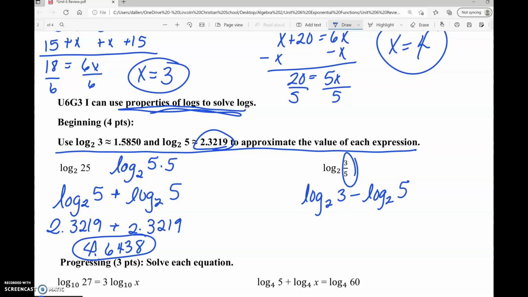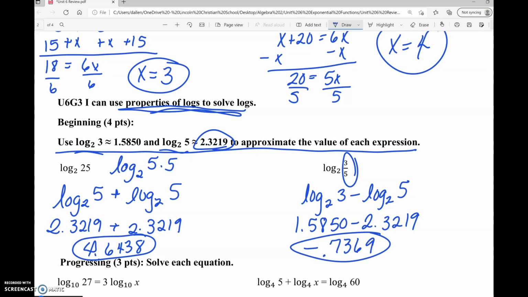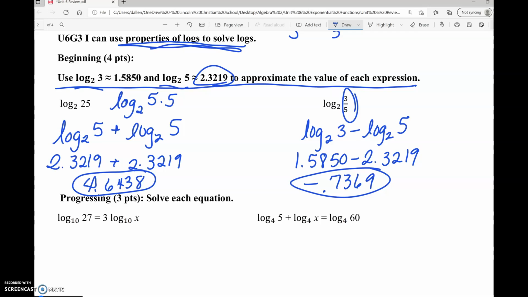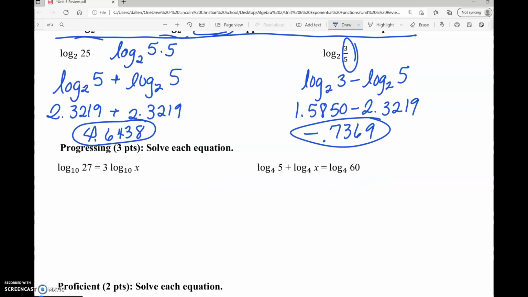And then once it's in log base 2, 3, and 5, I grab these, so 1.5850 minus 2.3219. And I get negative 0.7369. Very, very important, again, that you write it. I keep saying this because I know someone's going to just give me these numbers, and they're going to be frustrated that they lost 4 points on that. All right, and then here's solving.